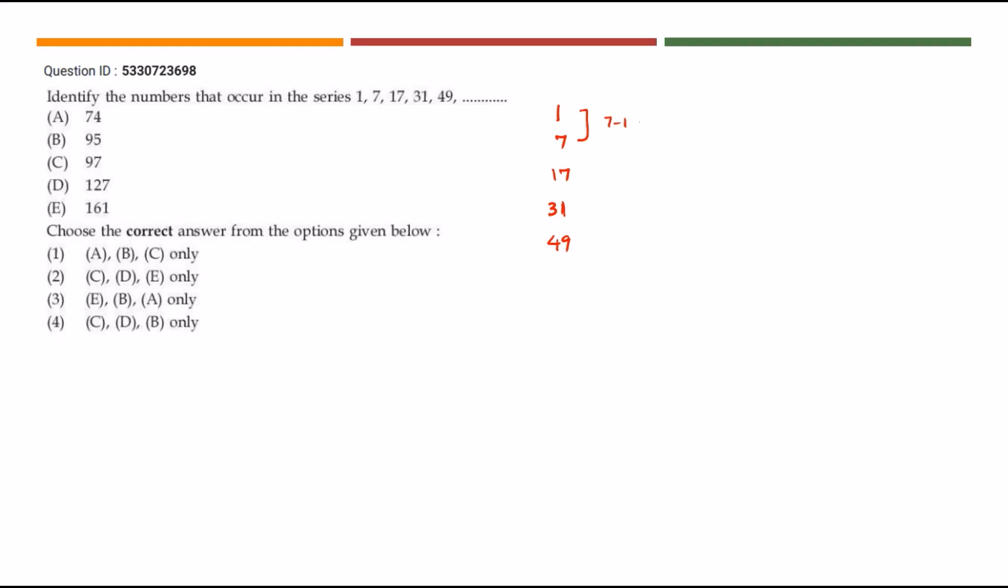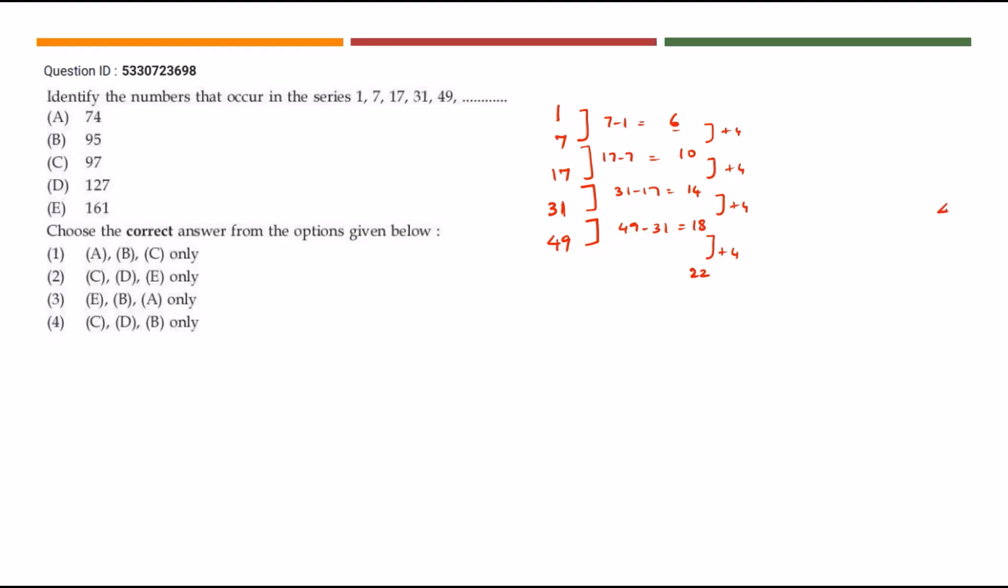7 minus 1 will give you 6. 17 minus 7 will give you 10. 31 minus 17 will give you 14. 49 minus 31 will give you 18. What is the difference between this difference? You are just adding plus 4 to the difference here. So when you add 18 plus 4, you will get 22 here.